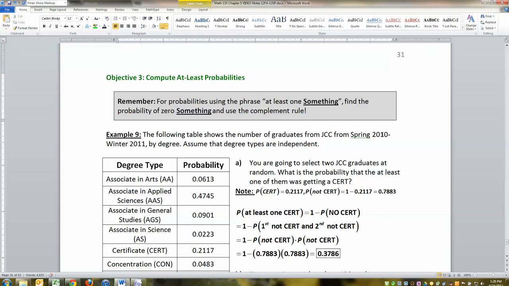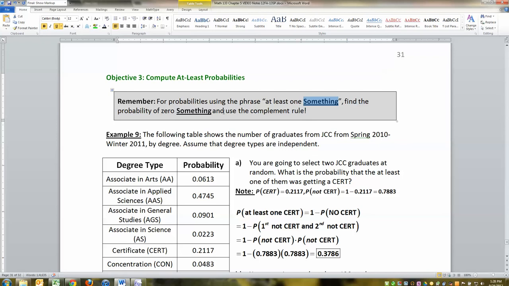We're in our last topic for section 5.3, which is the "at least" probabilities. So for probabilities using the phrase "at least one something", if you ever see those words, what you're going to do is find the probability of zero of that something and use the complement rule. They have to add up to one.